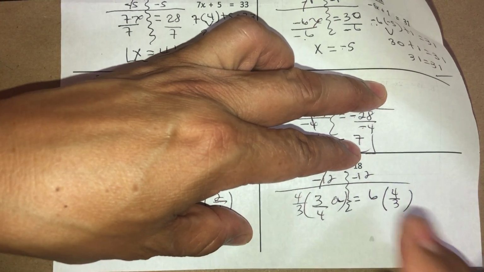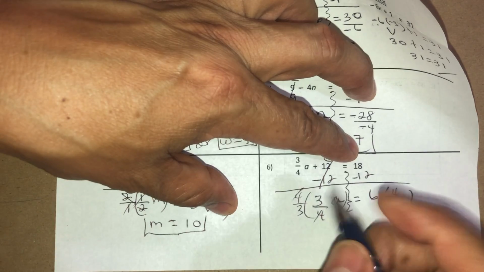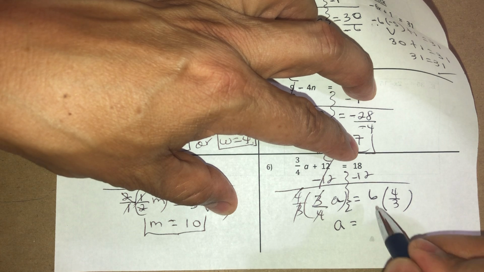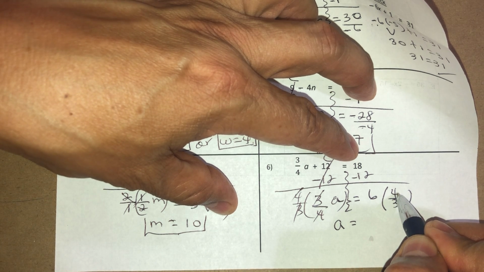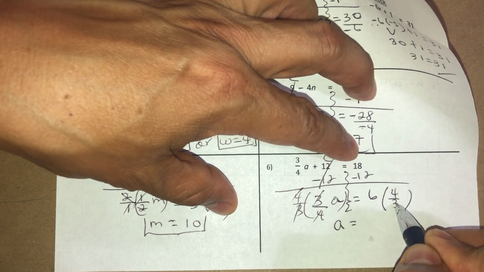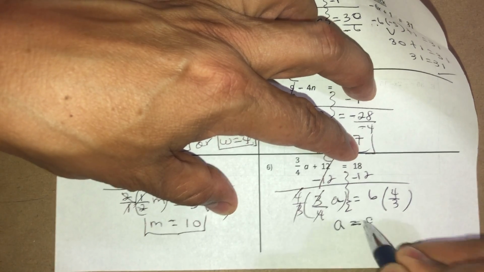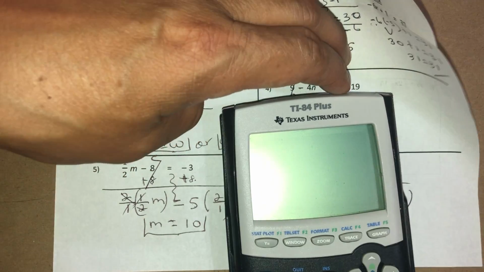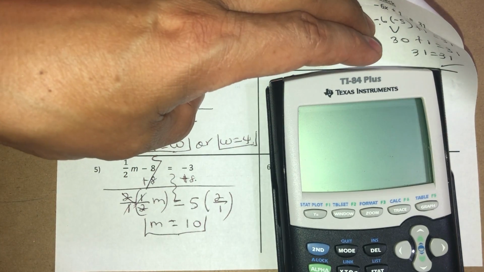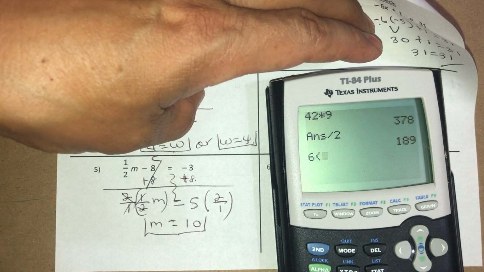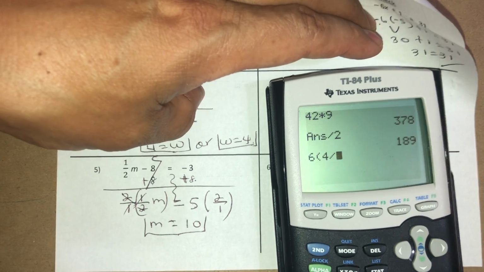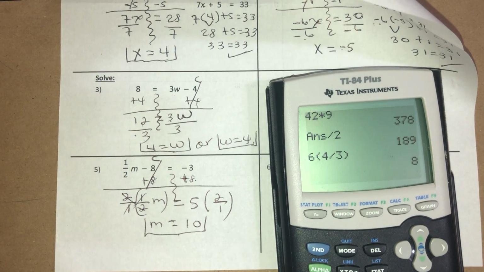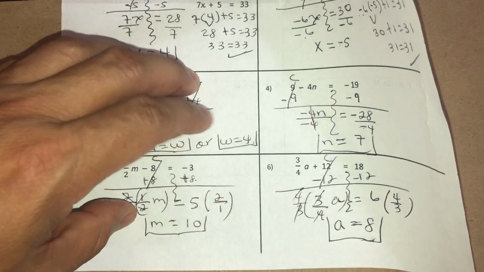It's 4 over 3. So this 4 kills the 4, that 3 kills the 3, and I have my a alone. 6 times 4 is what? 24. 24 divided by 3 is 8. You can just put it on the calculator. If you want to use the calculator, this is what you will do: 6 parentheses 4 divided by 3 close parentheses, and that's my answer, 8. Right? Not too bad. Let's go on the back.